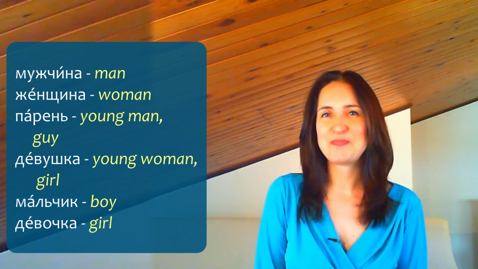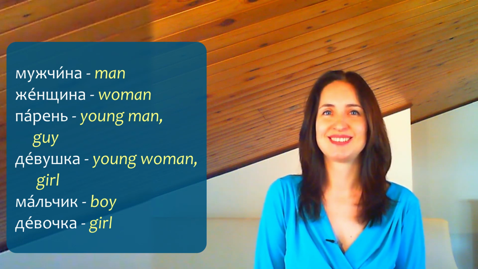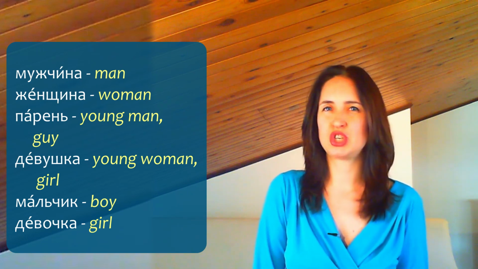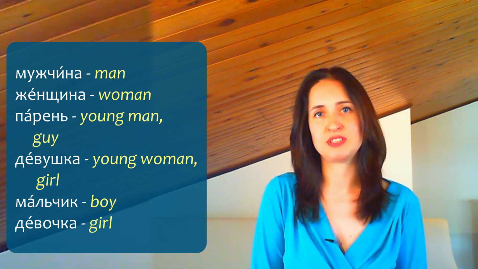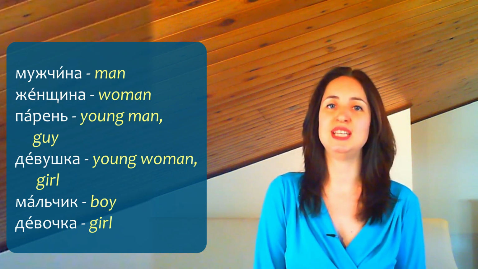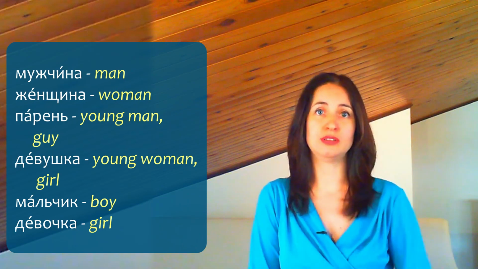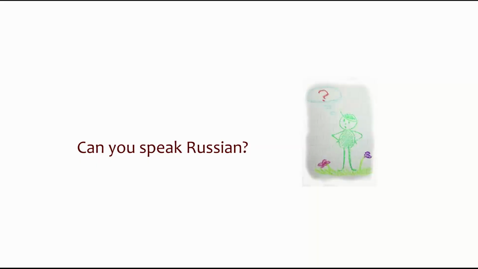Мужчина. A man. You read it not мужчина, the way it's written, but мужчина. This is the usual Russian pronunciation of the word. Now this one, девушка. A young woman or a girl from 15 years on. Very nice.